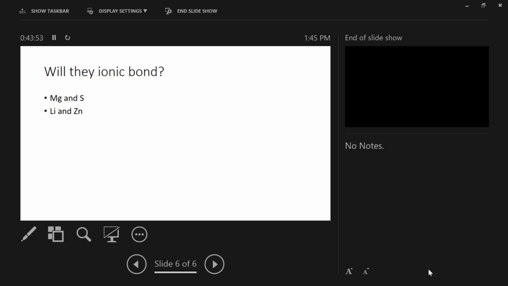Any questions? Okay, true or false? Zinc has 8 electrons in its highest energy level. False, it only has 2. Its highest energy level is 4, and it has 2 electrons there. How does it get to 8? It loses these 2, or it gains 6. Which is easier?